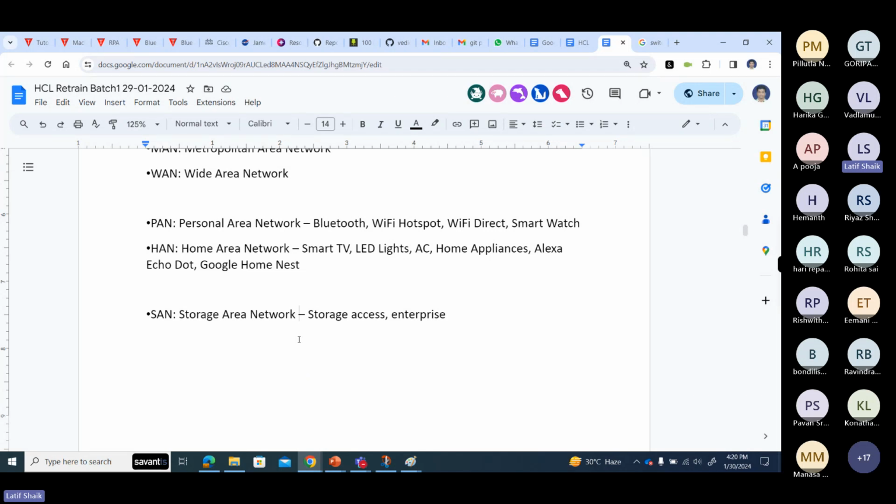Some people are including this one. Guys, this SAN is not our regular network. It is used by enterprises. Storage area network. It is for storage purposes, storing huge amounts of data in high-level organizations, enterprise organizations, cloud organizations. They store huge amounts of data in SAN storage devices.